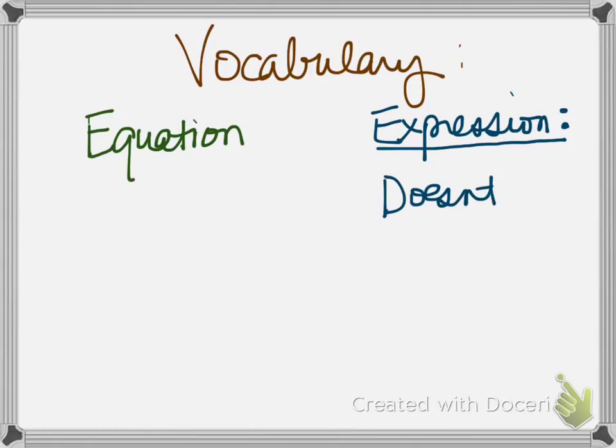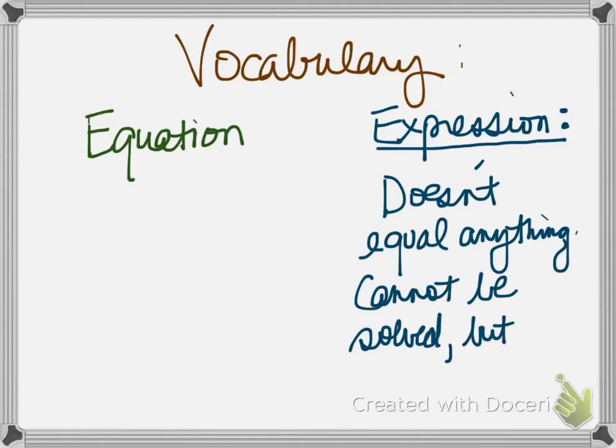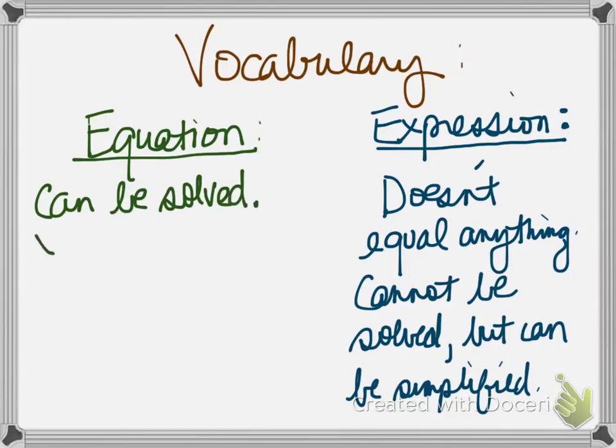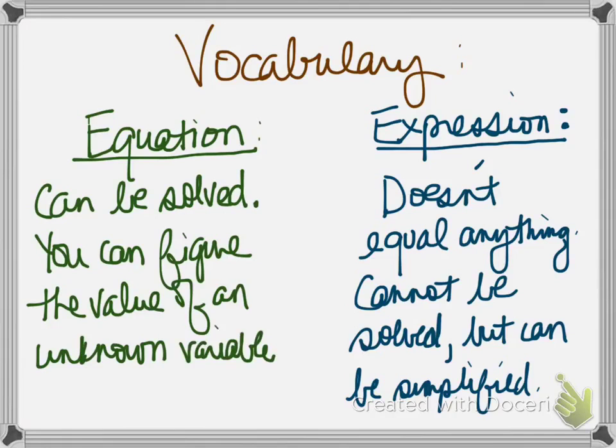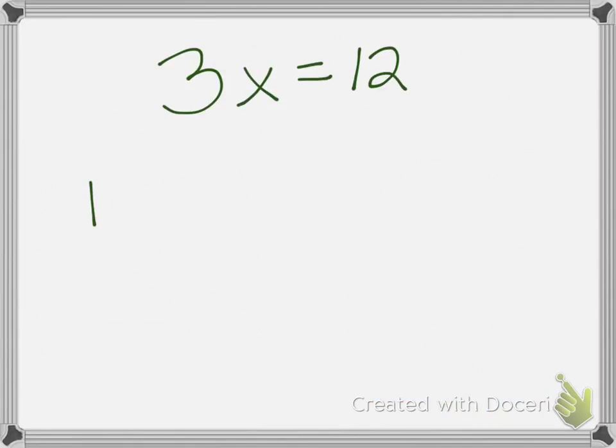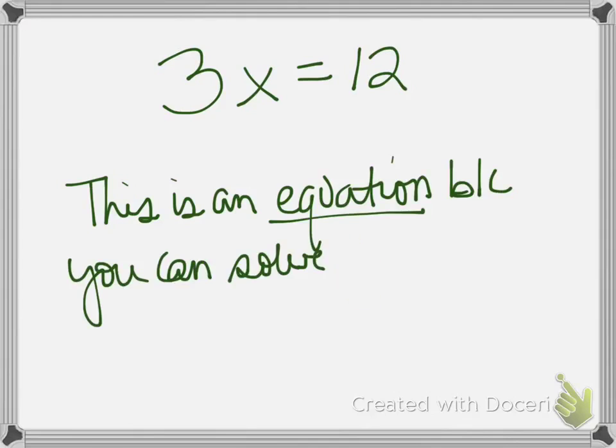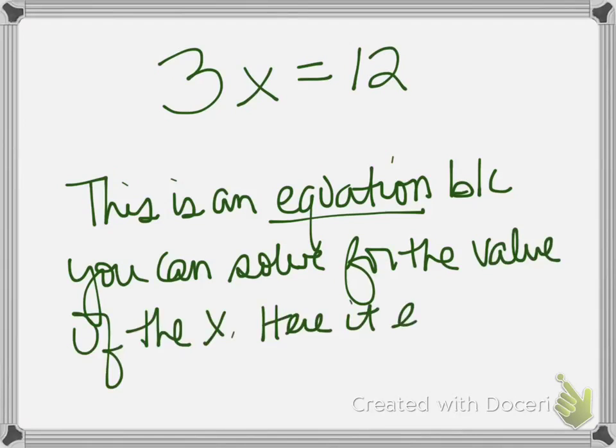The two most important words first are the difference between an expression and an equation. An expression doesn't equal anything. It cannot be solved, but it can be simplified. Equations can be solved. You can figure the value of an unknown variable. Look at this example, 3x equals 12. This is an equation because you can solve for the value of the x. Here it equals 4.